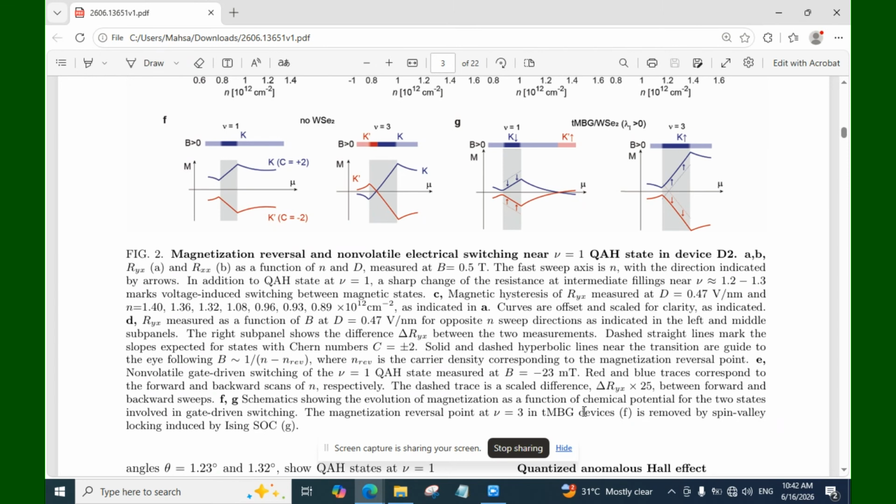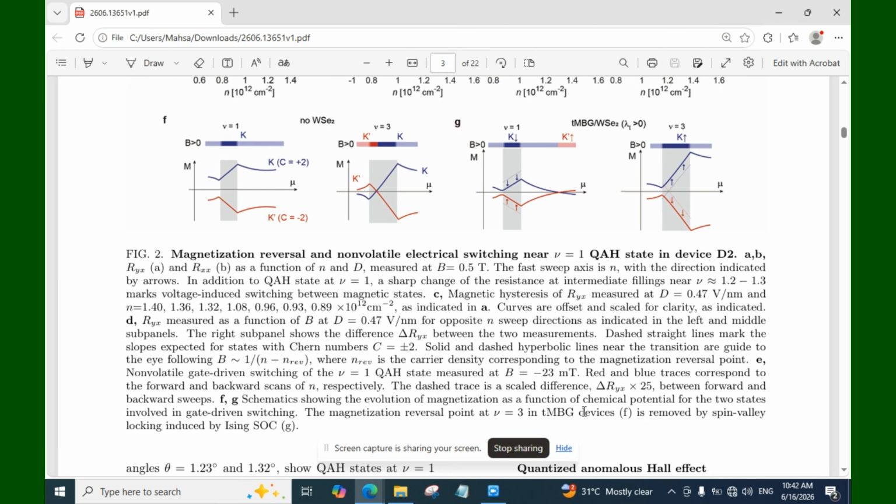In addition to the QAH state at nu equals 1, a sharp change of the resistance at the intermediate filling near nu equals 1.2 to 1.3 marks voltage-induced switching between magnetic states.